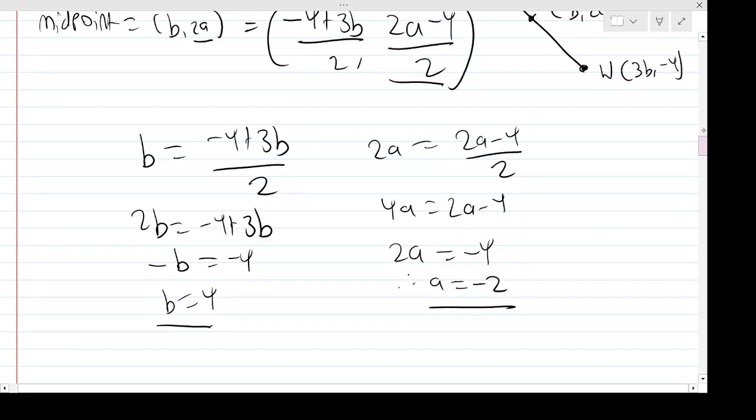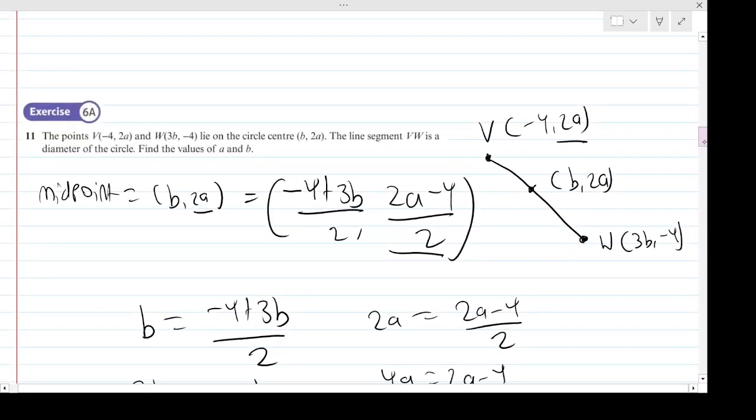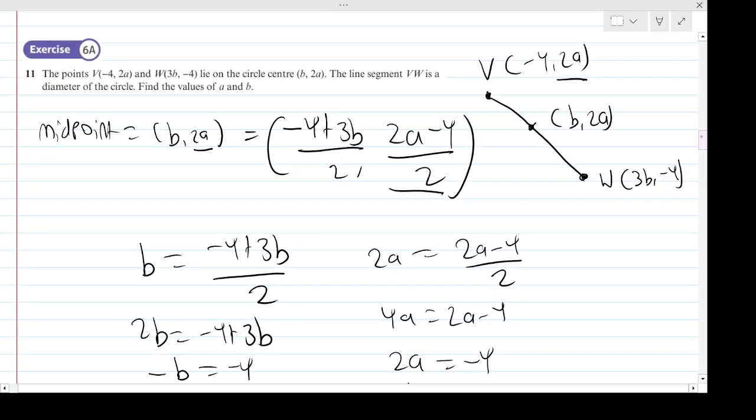Great stuff. So hopefully you see what we're doing now, right? We're just applying the midpoint formula and applying the fact that a diameter of a circle, by definition, passes through the centre in the middle of it, which allows me to deal with the midpoint there. Okay, cool.